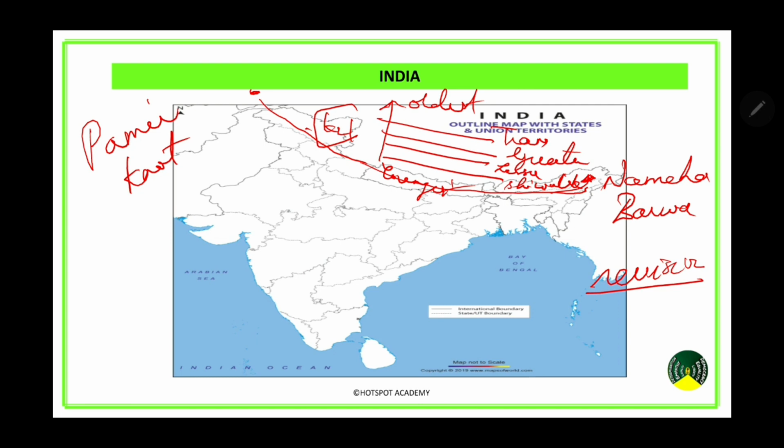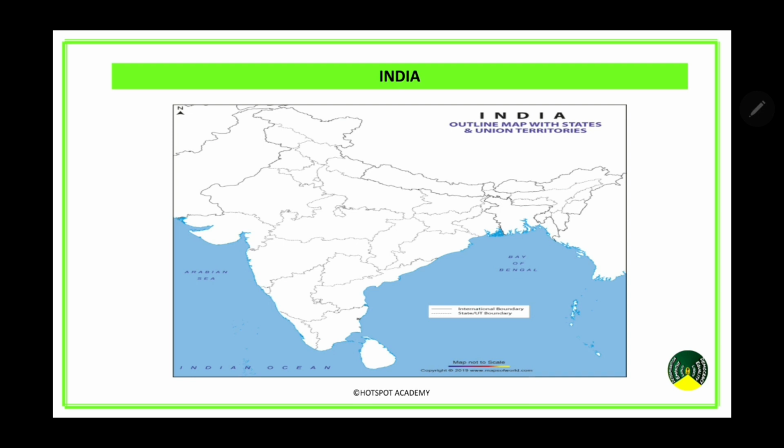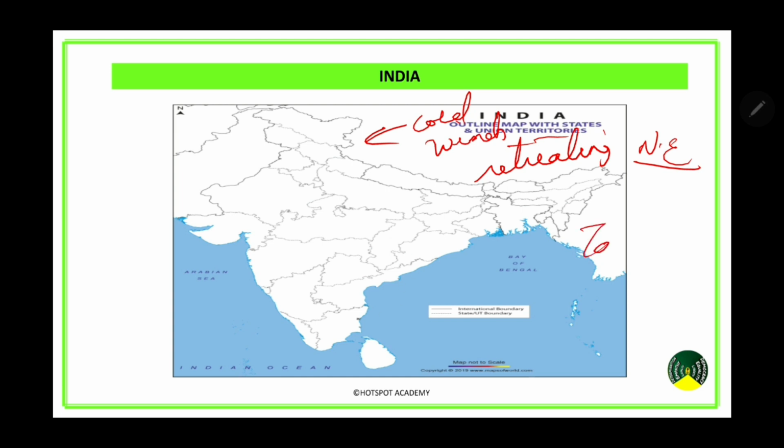Just give me a minute, I'll erase it. Okay, when it comes to Himalayas, what are the important roles in climate? Understand, they block the cold winds coming from Siberia. They play an important role in the retreating monsoon, right? Northeastern winds, remember, which are responsible for rainfall in Tamil Nadu.